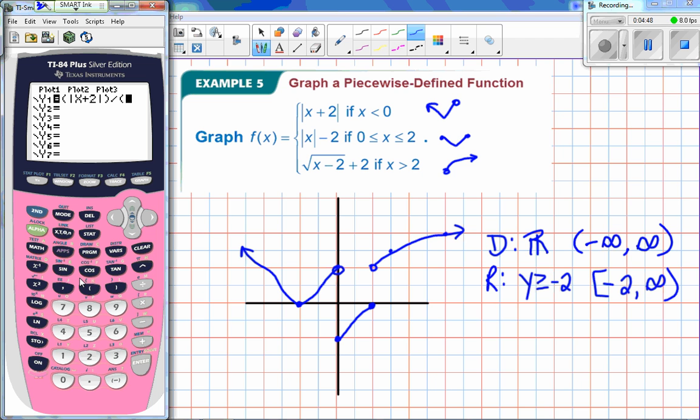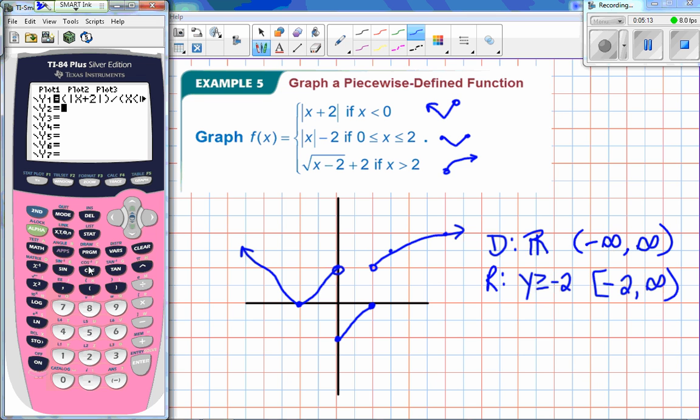And then in parentheses, we want x is less than 0. So I type in the x. Now the less than symbols are all under this test, which is the math key that you have to hit second, test. And we want less than, so we want number 5, 0, in the parenthesis. Down to the next one.